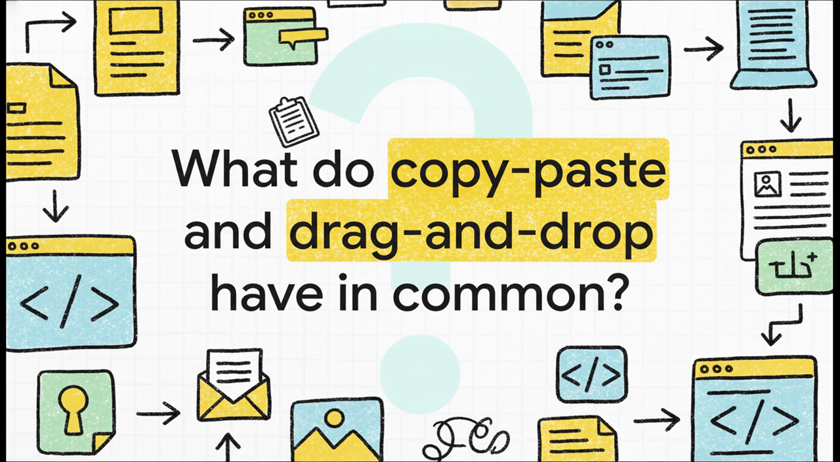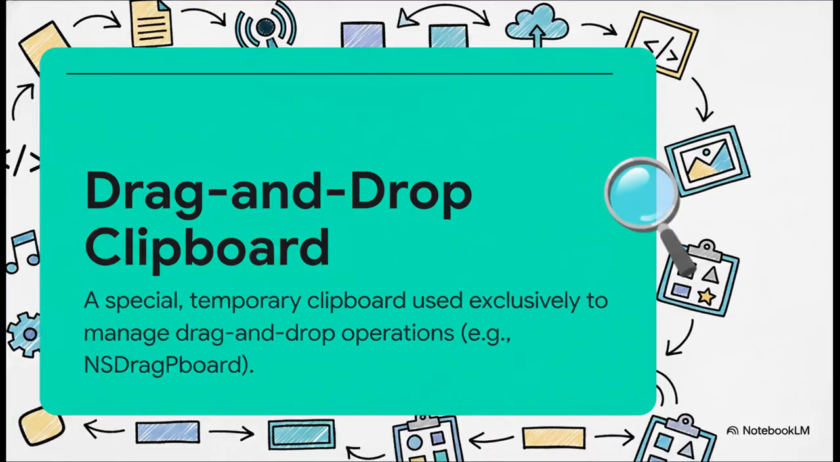Okay, so let's build on that. On the surface, hitting Control-C and Control-V feels really intentional, right? But dragging a file across your screen, that feels more direct, almost physical. But what if I told you they are secretly the exact same operation? Well, here's the secret. Your computer uses its very own hidden specialized clipboard just for dragging and dropping. On a Mac, it's called the drag pasteboard, while Windows uses a specific file list format. The second you grab a file and start moving it, you're actually using this secret clipboard.